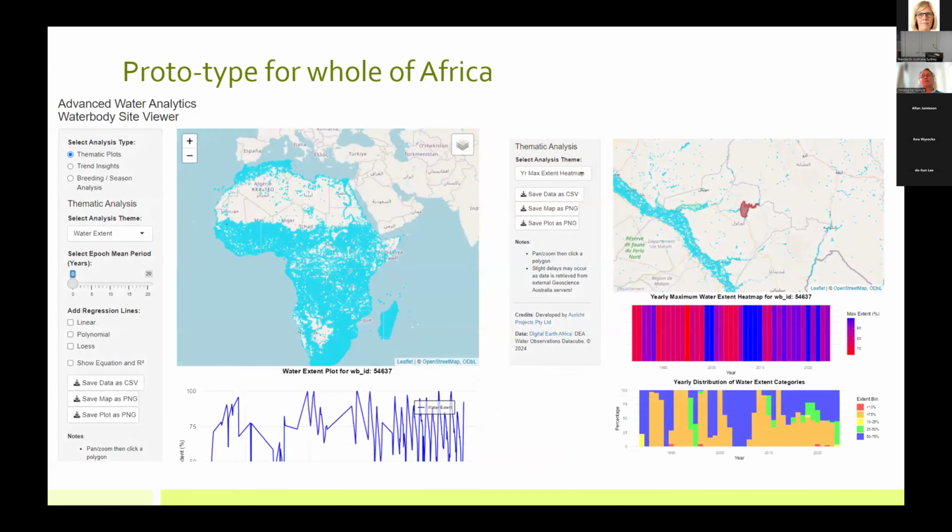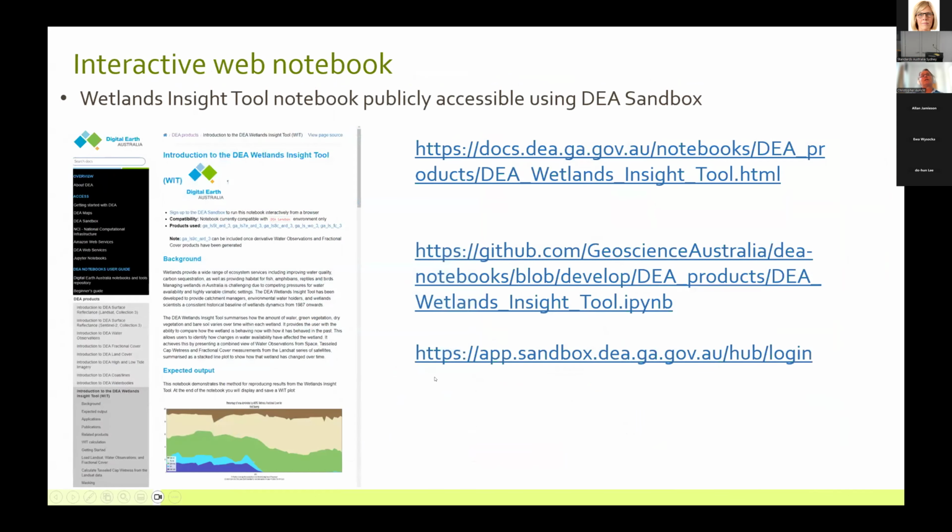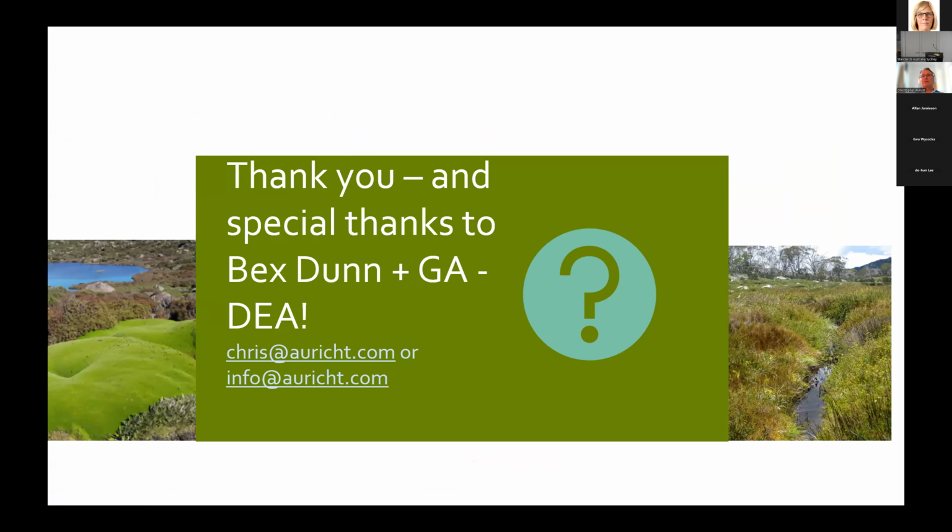The other thing that we've looked at is we've also got the prototype for the whole of Africa that provides you with a series of outputs at the polygon level as well. And that was interactive notebooks, if anyone's interested in what DEA have available through their sandbox. This is also available through DEA Africa. And that was largely it.